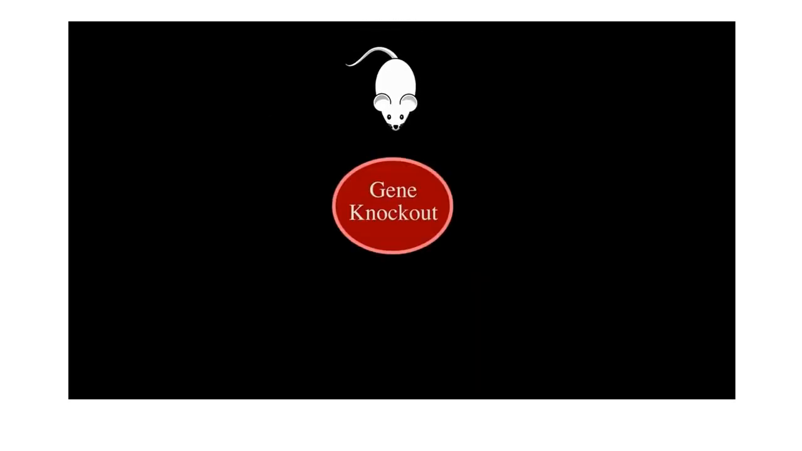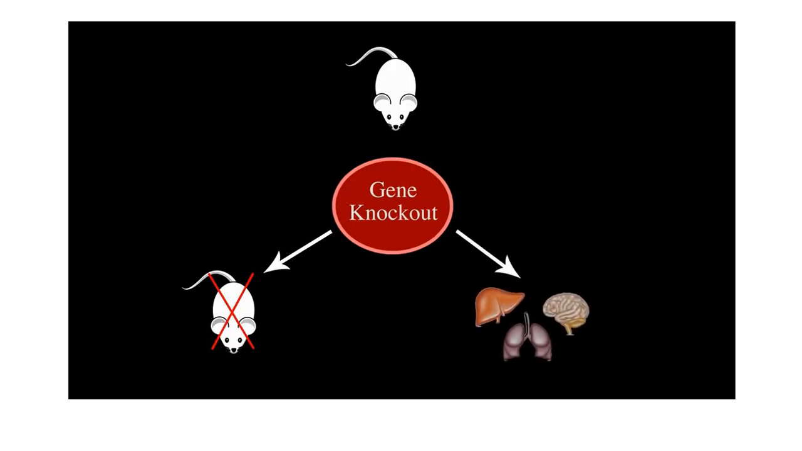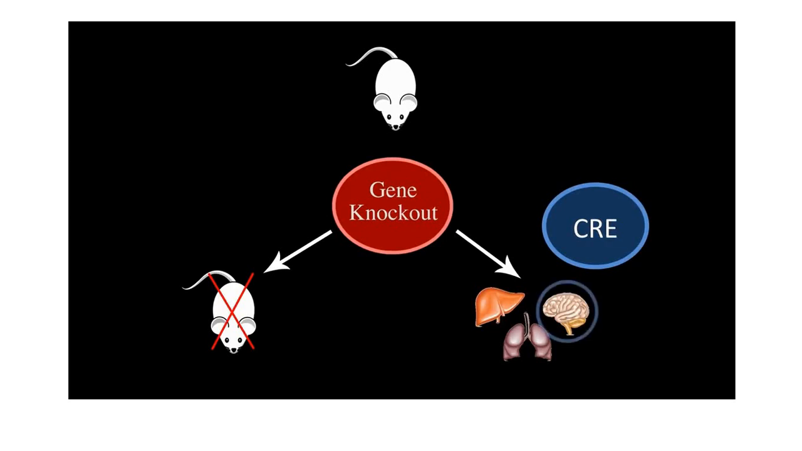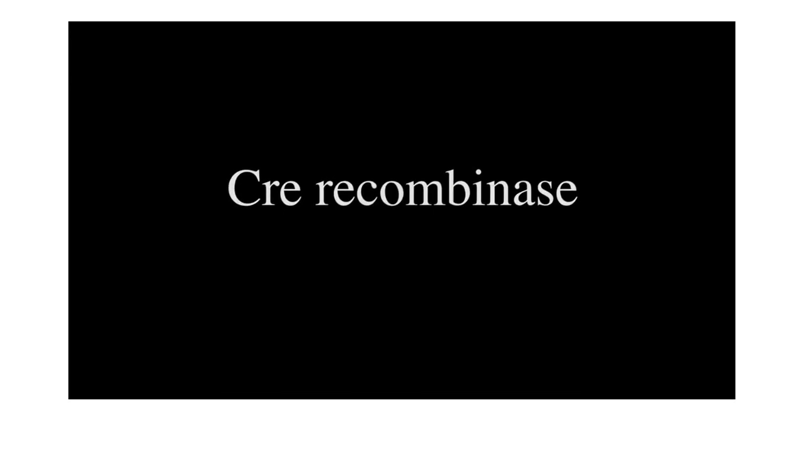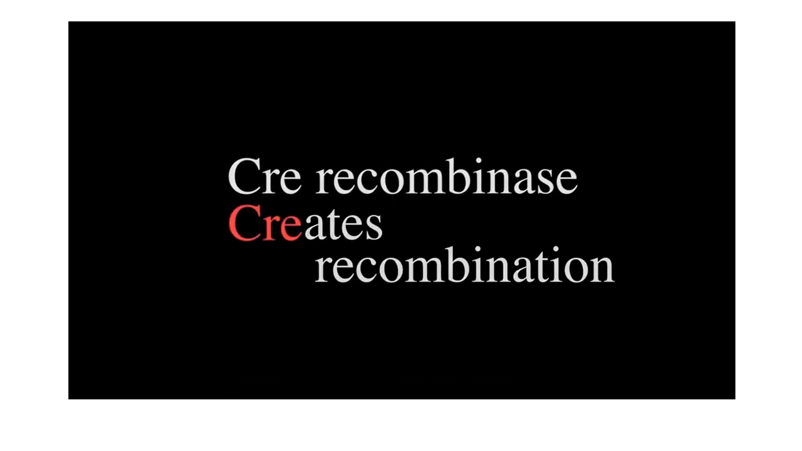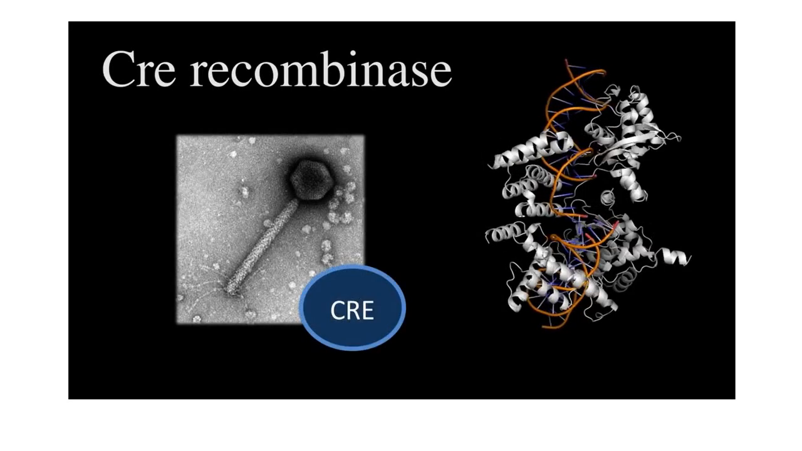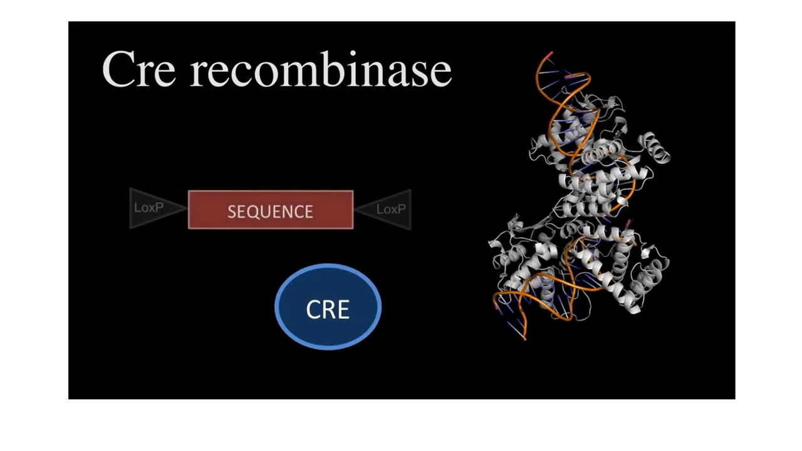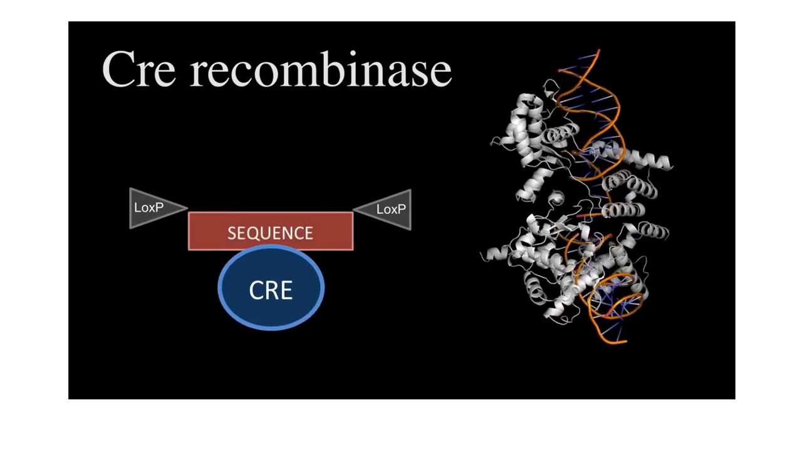Previous genetic knockout experiments were restricted if the genes of interest were necessary for embryonic survival, or if the gene in question functioned in multiple tissues or cell types. Cre-lox made it possible to conditionally knock out genes solely in subsets of cells where Cre recombinase is expressed. Cre recombinase is named because it creates recombination. It is an enzyme derived from the P1 bacteriophage and is designed to cut out genetic sequences between two LOXP sites.